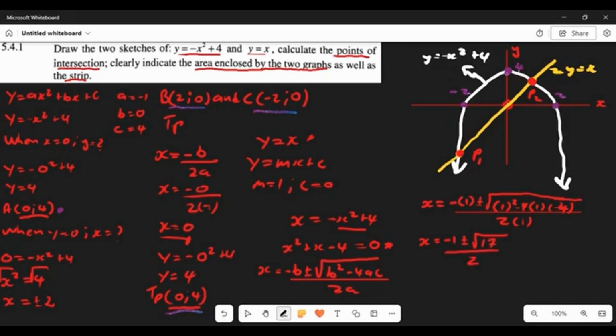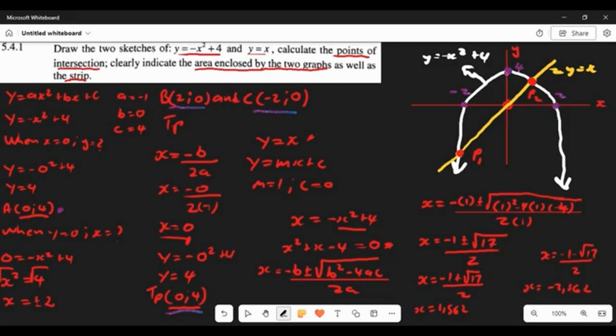So we have to find these x values. x is equal to negative 1 plus the square root of 17, divided by 2, and this one is going to give us 1.562. And then let's do the other side. When x is equal to negative 1 minus the square root of 17 over 2, this one shall give us negative 2.562. So these are the x values of this intercept.